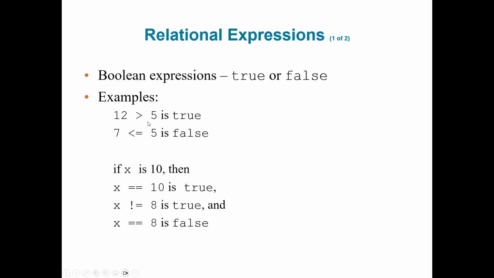Example given here, 12 greater than 5 is true. 7 less than or equal to 5 is false. So our condition will always have only two outcomes, either true or false.